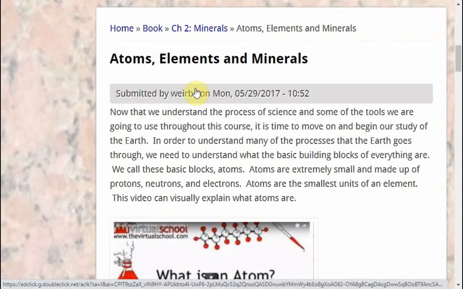Alright, here we go, ladies and gentlemen. This is one of my favorite subjects, favorite chapters, I should say. First, before we dive directly into minerals, we need to address some other things more importantly, which are atoms and elements. Then we will talk about minerals.